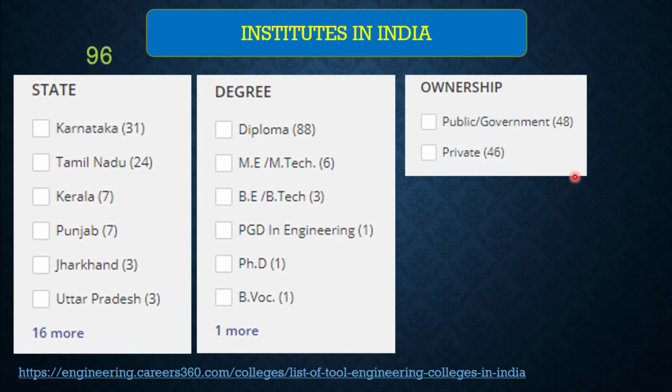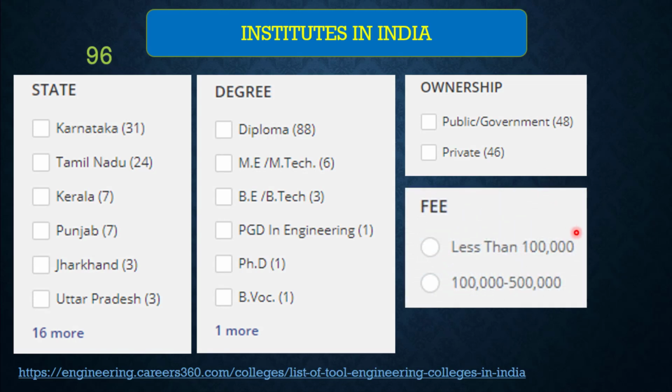Then how is the institute's ownership? There are 48 public or government institutes, I can say government aided institutes, and purely 100% private institutes are 46. Next, if we go through the fees, there are many institutes which are having less than even 10,000 also, where the institute is from government and government aided, and from private it goes up to 5 lakhs.